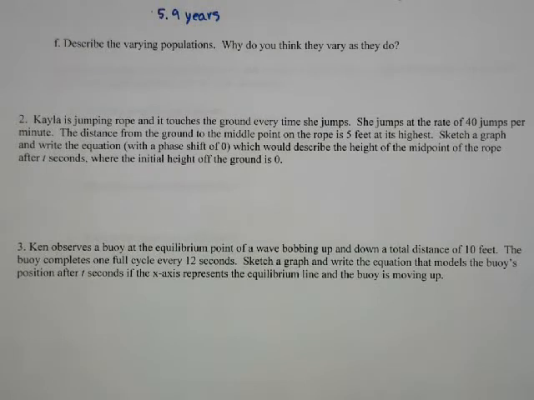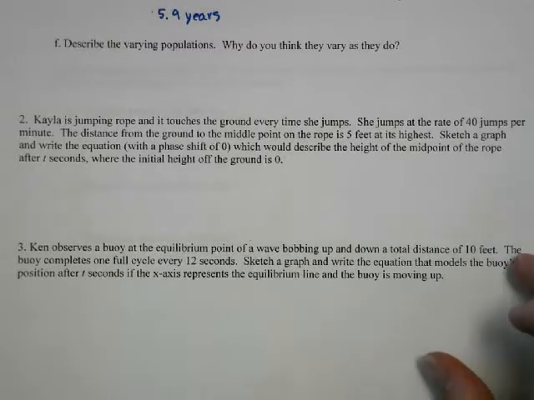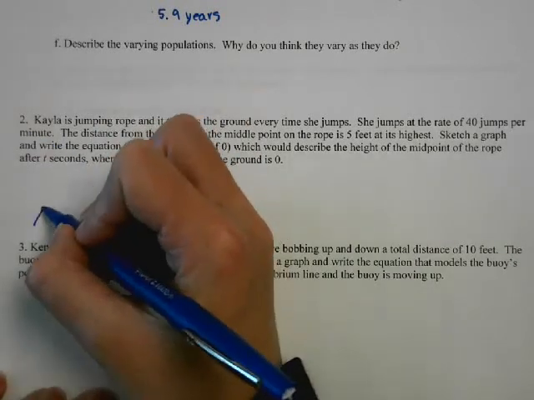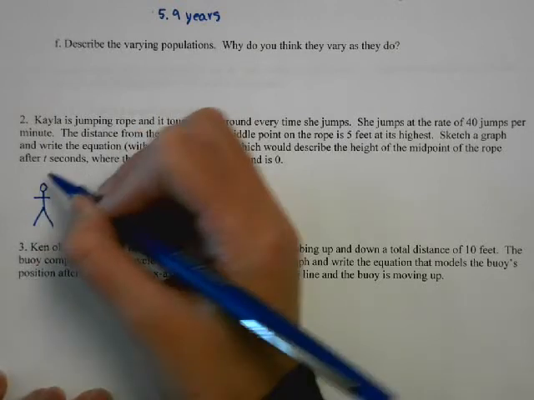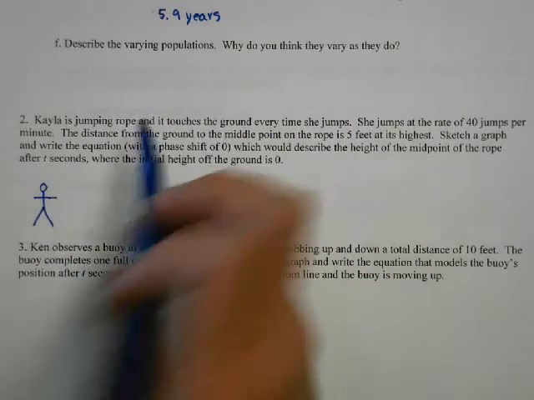All right, for our next one. Kayla is jumping rope and it touches the ground every time she jumps. She jumps at a rate of 40 jumps per minute. The distance from the ground to the midpoint of the rope is 5 feet at its highest. Sketch a graph and write the equation with a phase shift of 0, which would describe the height of the midpoint of the rope after t seconds. So the midpoint of the rope, here's my drawing. She's holding on to a jump rope.